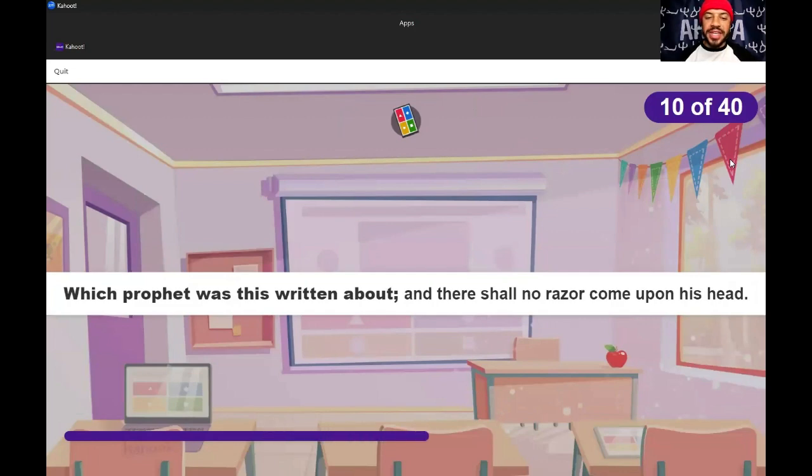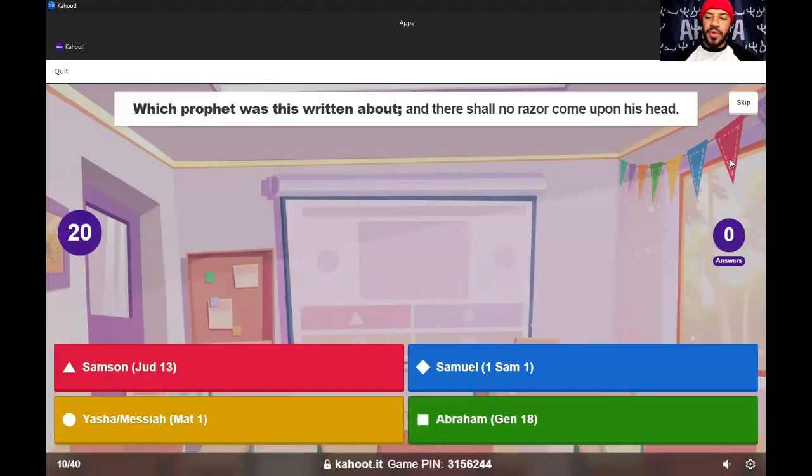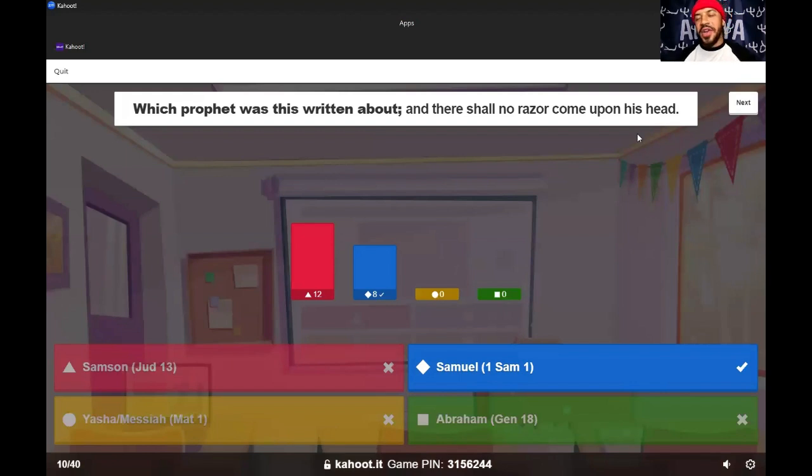Which prophet was this written about? And there shall no razor come upon his head. This is a quote. Was this quote from the book of Judges 13? Red, Samuel. Blue, Messiah. Yellow, Abraham. Green... Which prophet was this quoted about? Oh, I knew y'all was going to do Samson. This is a quote from 1 Samuel. Samuel was under a Nazirite vow. And Samuel is the prophet this was written about.